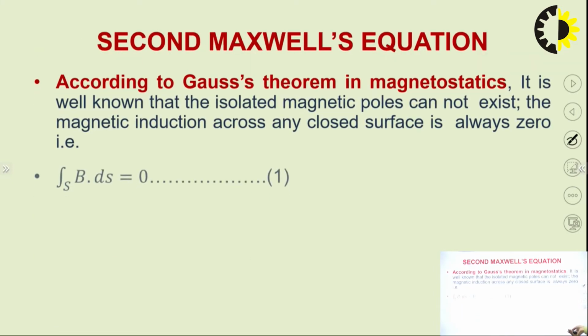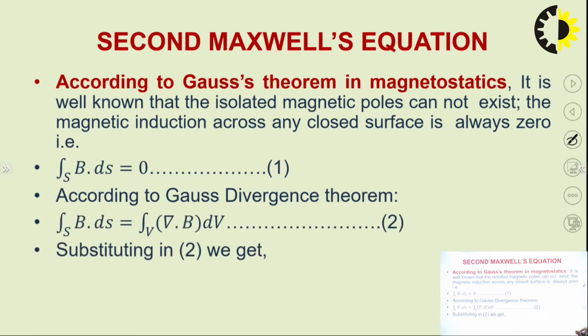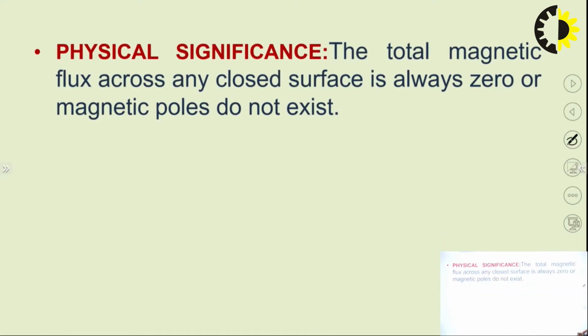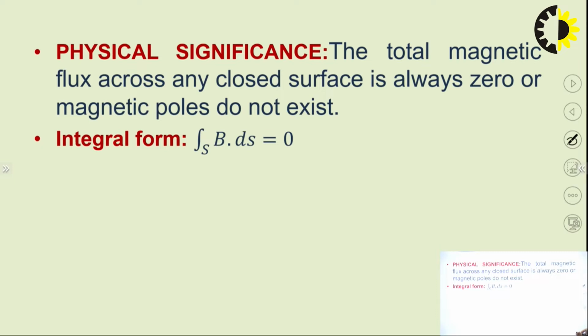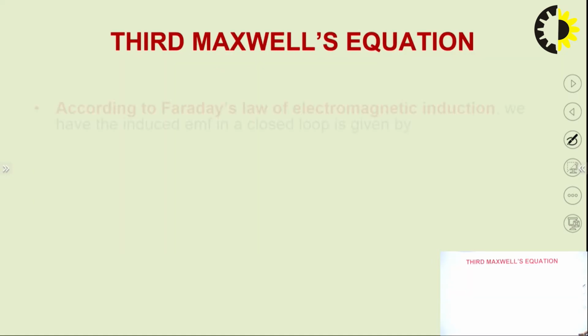Similarly, the second Maxwell equation, which is nothing but Gauss law of magnetostatics. So this is equation number 2, Gauss law of magnetostatics. Its physical significance is that monopoles do not exist, or the total magnetic flux across any closed surface is always 0, or magnetic monopoles do not exist.